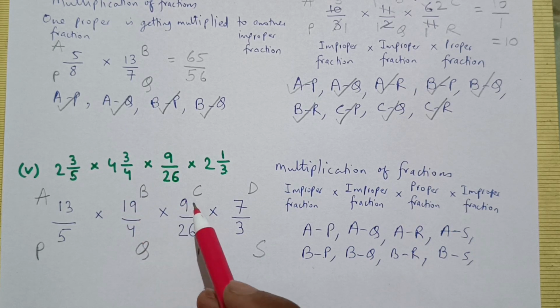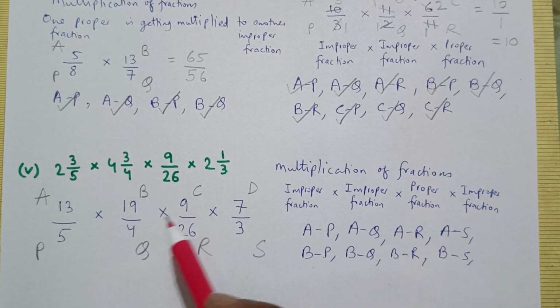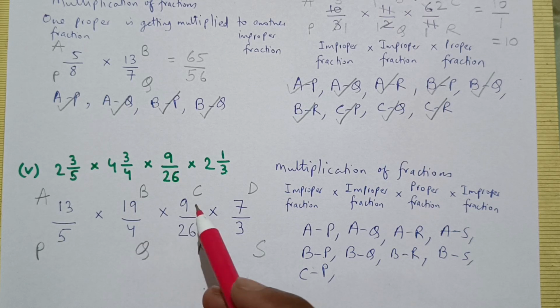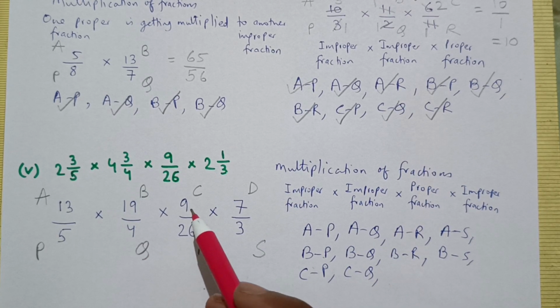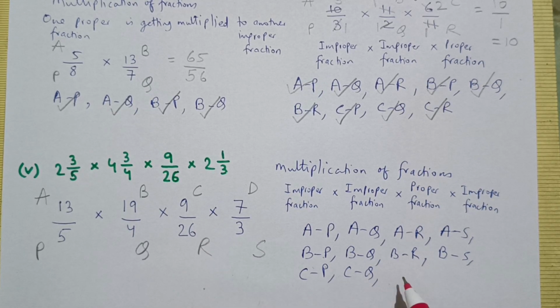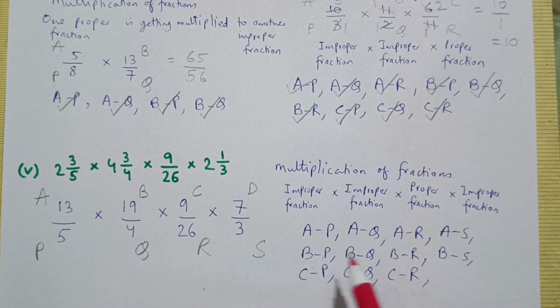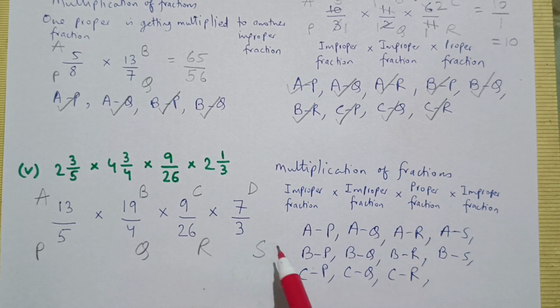Now let us take the numerator 9 and form numerator denominator pairs with this numerator 9. One is 9 by 5, so CP. Another is 9 by 4, so CQ. Another is 9 by 26, so CR. Another is 9 by 3, so CS.